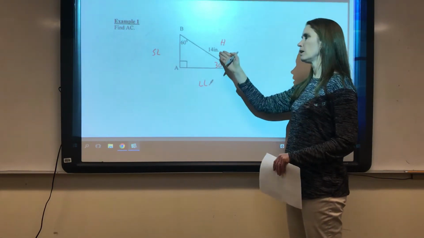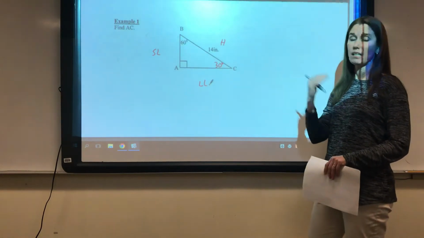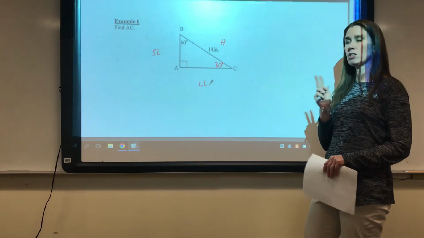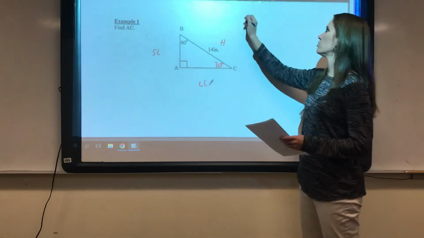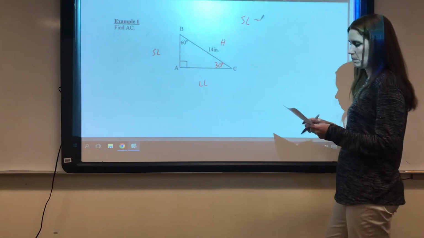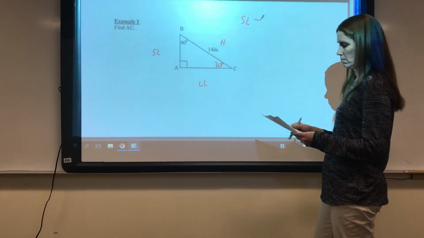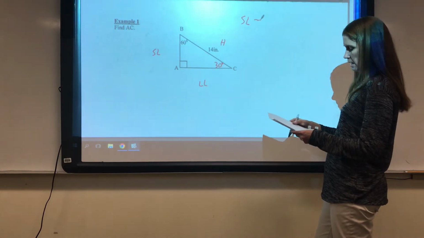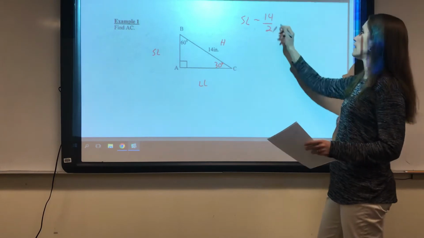So if I know the hypotenuse and I'm trying to get the short leg, I know I need to get a smaller number, so I know I need to divide. I have to think, what's that relationship that I need to divide by? And it's 2. So to get the short leg from the hypotenuse, I need to go 14 divided by 2, and that gives me 7.